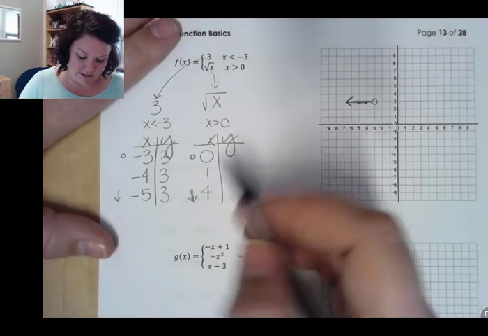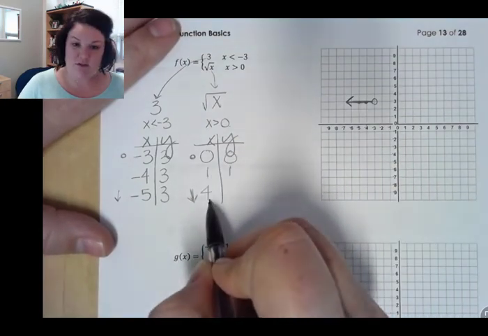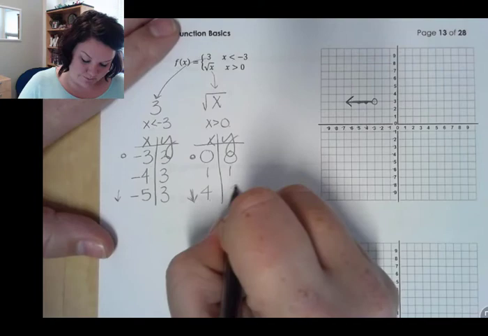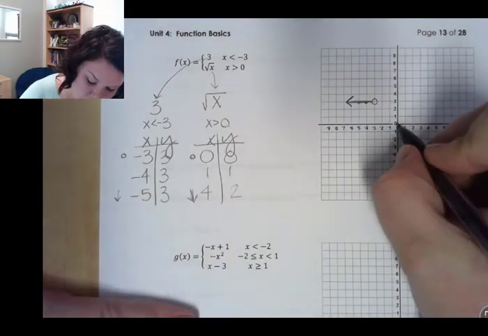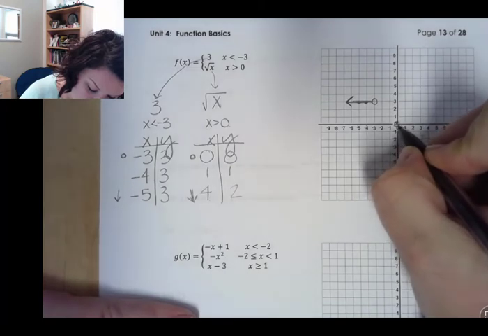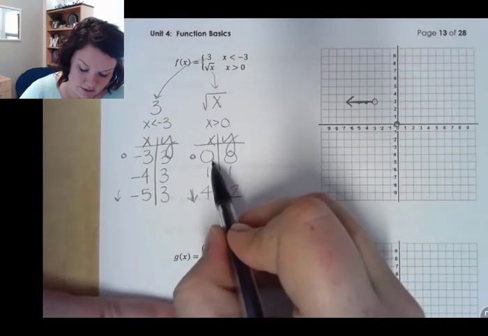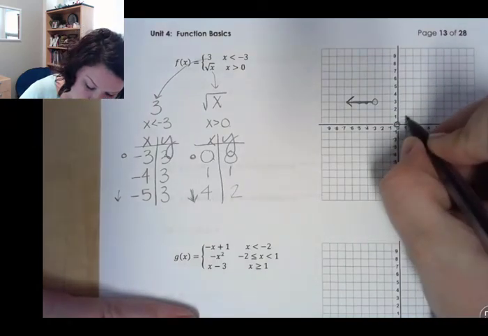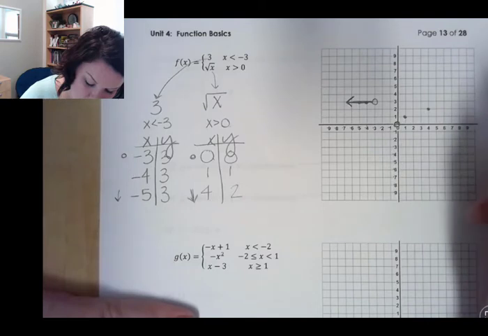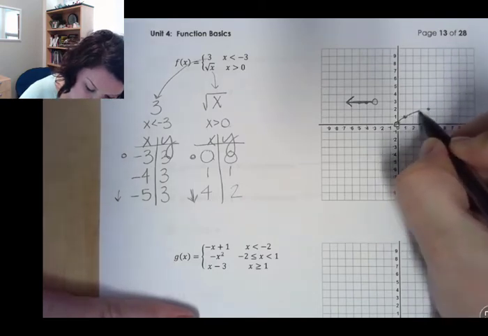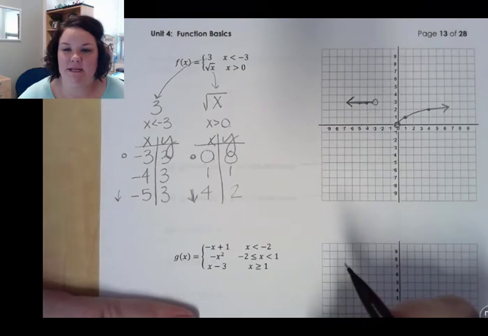The square root of 0 is 0. The square root of 1 is 1. And the square root of 4 is 2. Okay, so let's go ahead and plug these in. So I have the point 0, 0, which is an open circle at the origin, right? Because it's not included. And then at 1, I'm up at 1. And at 4, I'm up at 2. So this looks something like this. Okay, little half parabola type shape.